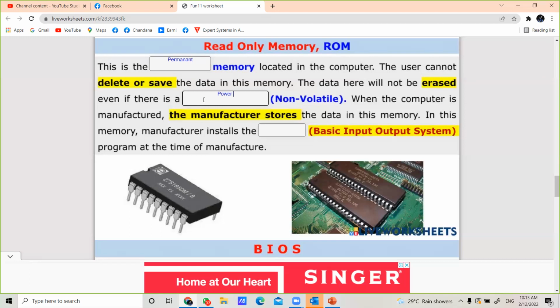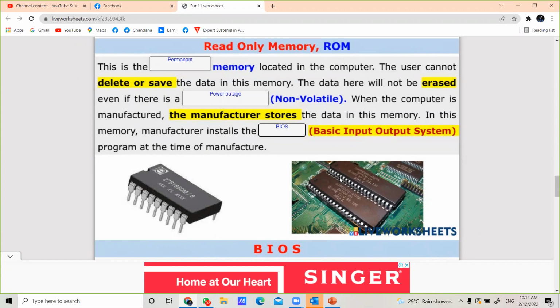When the computer is manufactured, the manufacturer stores the data in this memory. In this memory, a manufacturer installs the Basic Input Output System. This is the long term; in short, we can say BIOS. It's a very important program. Without BIOS, you can't even switch on the computer. Therefore, the BIOS is a very important program.